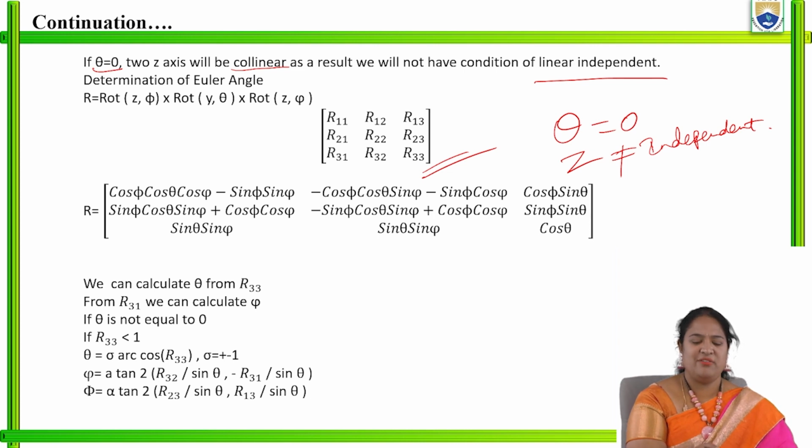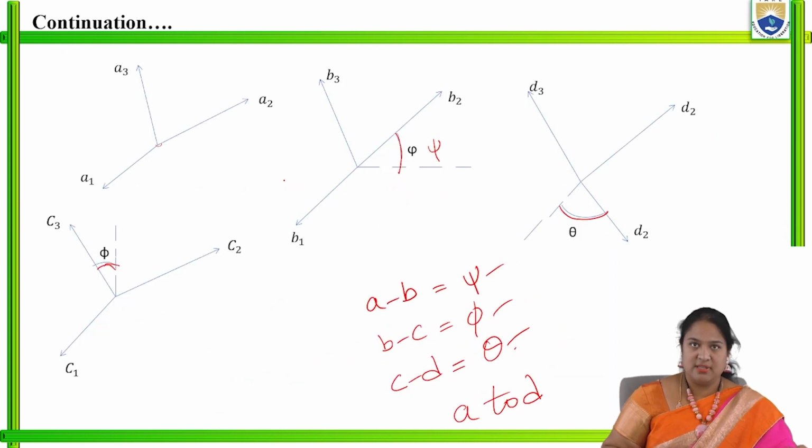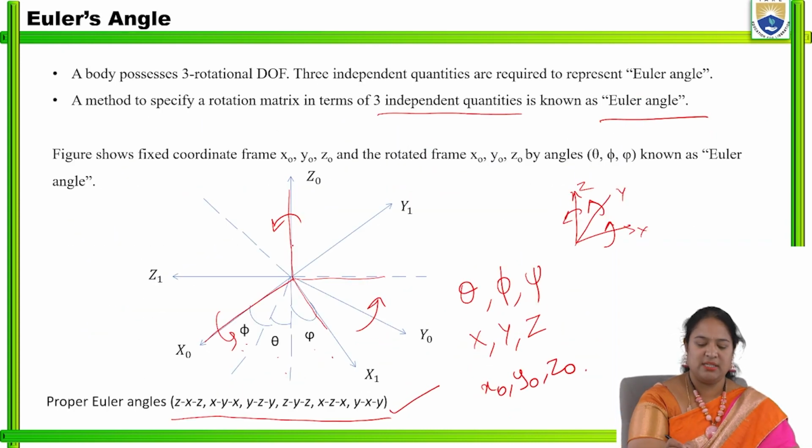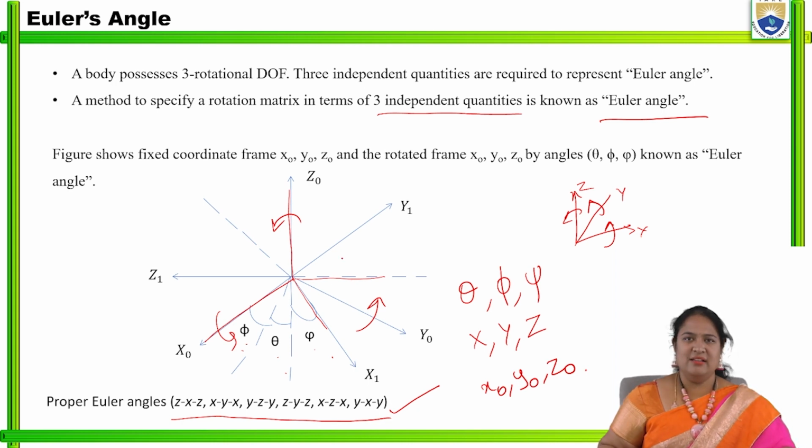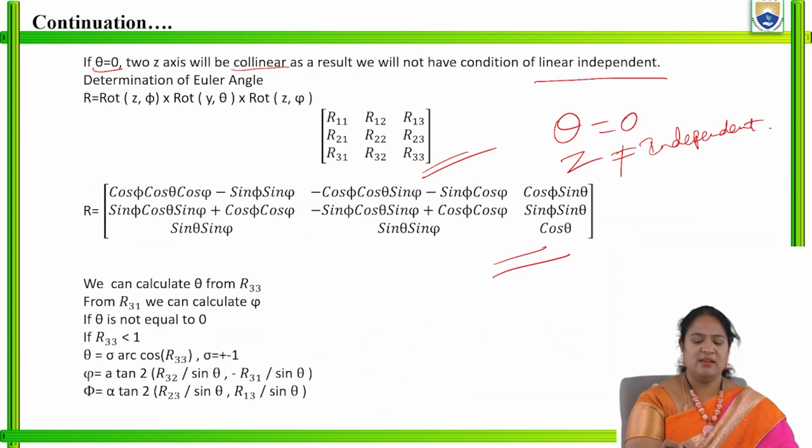As we have seen in the previous determination of the Euler's angle, R is equal to rotation of z comma phi into rotation of y comma theta into rotation of z comma psi. When we write it in terms of a matrix, it takes this particular form: R11 is equal to cos phi cos theta cos psi minus sin phi sin psi, as per these angles of rotation.